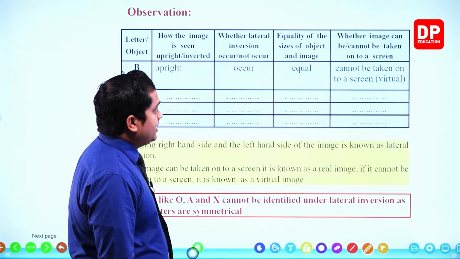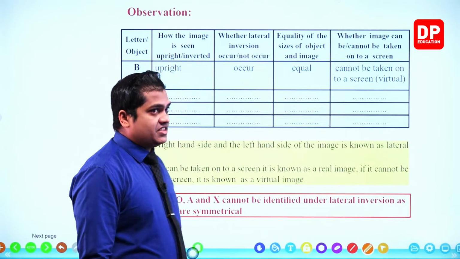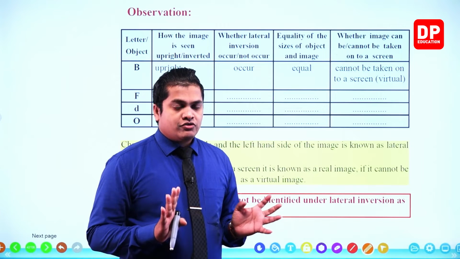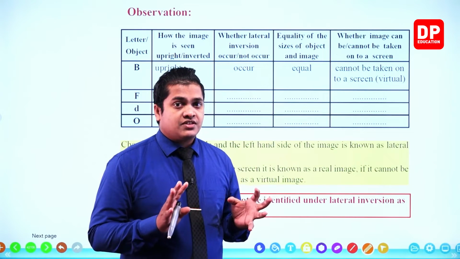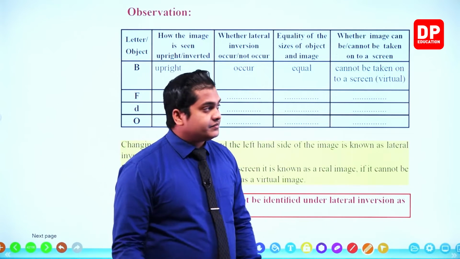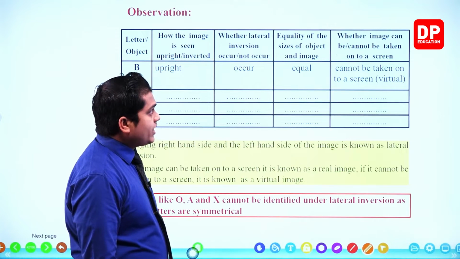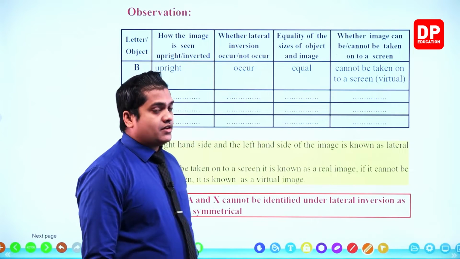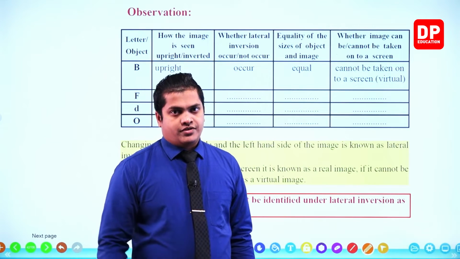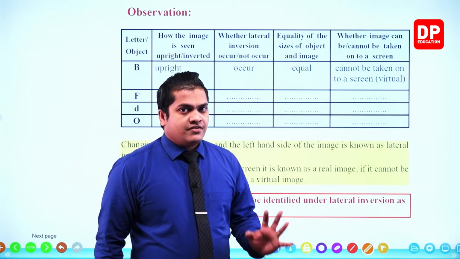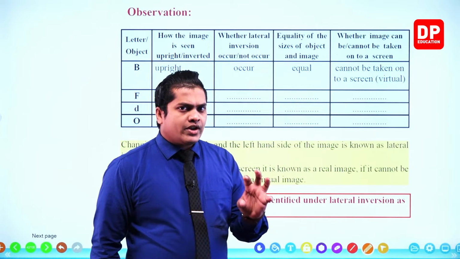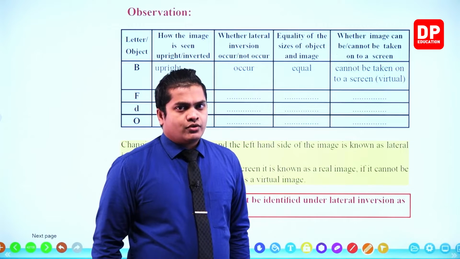Equality of the size of the image and the object. Equality means you are going to compare the size of the object and the size of the image. Then you are going to check what happens with the size, whether it is getting equal or whether those two are different. Then finally, whether the image can or cannot be taken onto a separate screen. Then in the next one, we are going to check whether the image can be taken onto a separate screen or not. Right then. So this is the way of doing the activity, my dear children. Okay. So we'll go ahead to the laboratory and we'll point out these letters and we'll see what's going to happen over there.